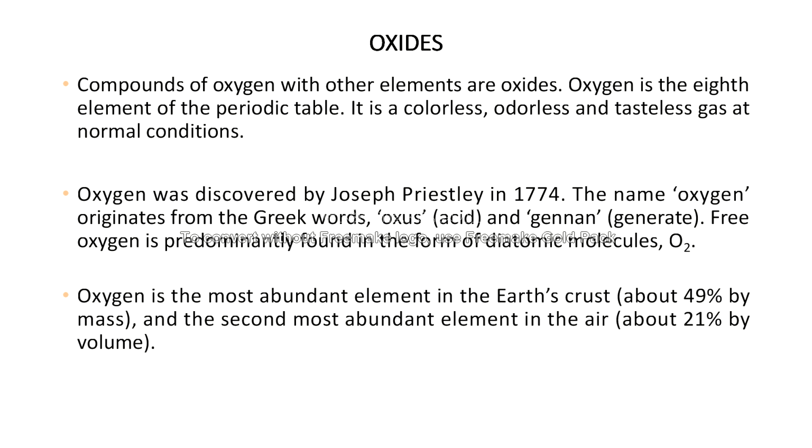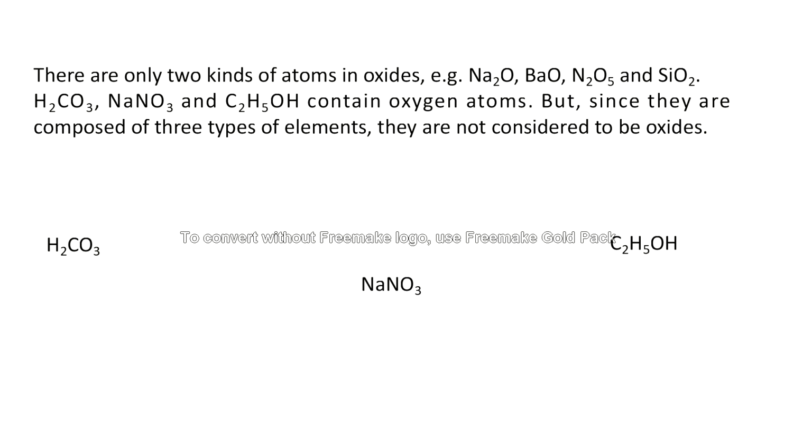Oxygen is the most abundant element in the earth crust and in the air. In the earth crust, that is 49% by mass, and in the air, that is 21% by mass.